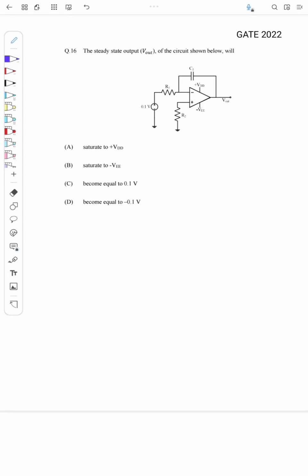Yeah, so this is a question from GATE 2022. The question is: the steady state output Vout of the circuit shown below is. So here there is an op amp based circuit and it's an integrator. So we'll see how it works.